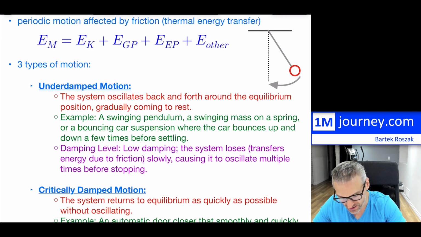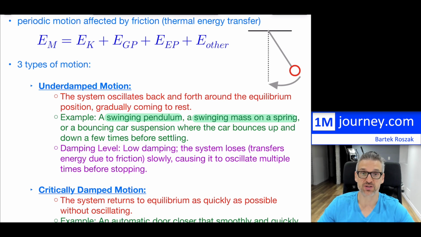Where do you have these? Well, you have a swinging pendulum, so that's one example. You have a swinging mass which goes back and forth on a spring, or something a little bit more realistic, which is a bouncing car suspension, which you maybe have gotten used to. Now, if that suspension is not the greatest, it might swing you back and forth, which is not really what you want. However, that swinging back and forth on the suspension eventually does settle down. So those are some examples.